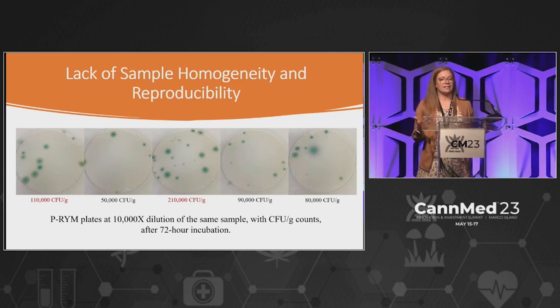This is, again, the difference between, for states who have a 10,000 CFU per gram limit, this is all failing. It's not a problem. But for states like Florida, where we have a 100,000 CFU per gram limit, what do we do here? What is the correct answer? Is this product failing or is this product passing?